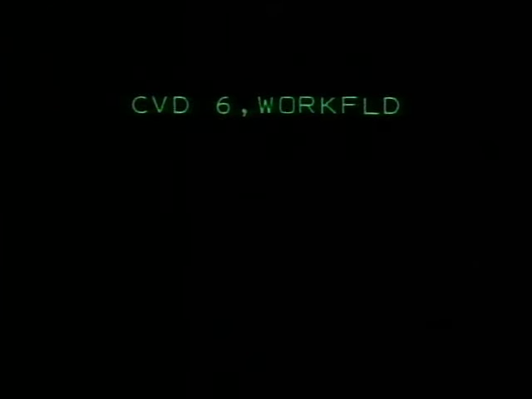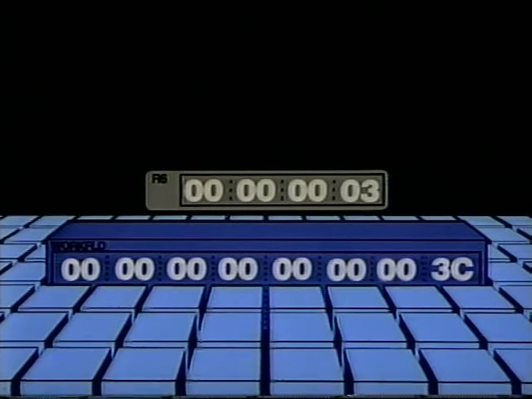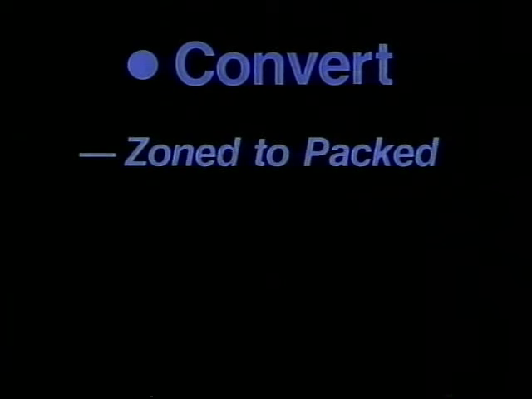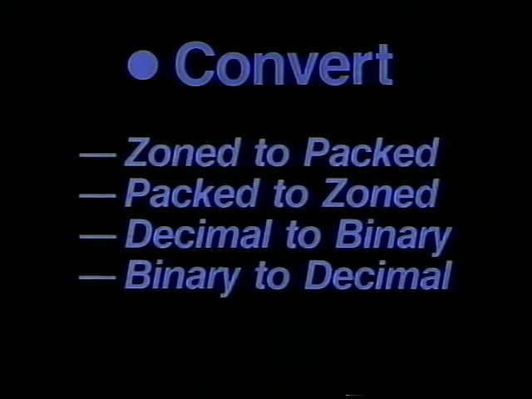Do you want to convert that binary number in register 6 back to decimal? Here you would use convert to decimal. This instruction stores the value from the register back into the work field again in packed decimal format. The convert to decimal instruction requires that the receiving field be 8 bytes long. The conversion instructions zoned to packed, packed to zoned, decimal to binary, and binary to decimal let you switch data from one numeric format to another.